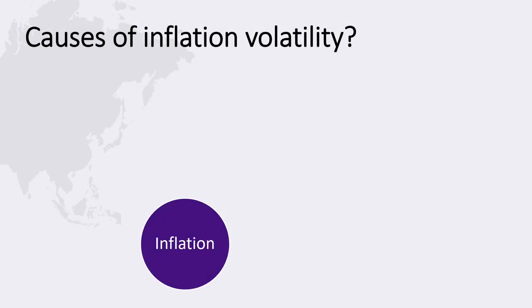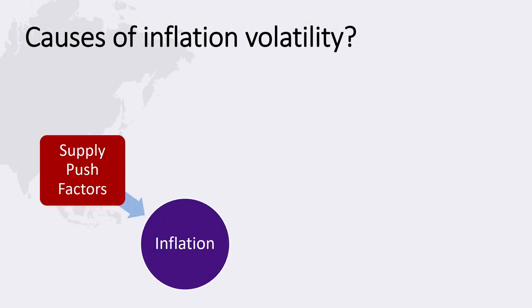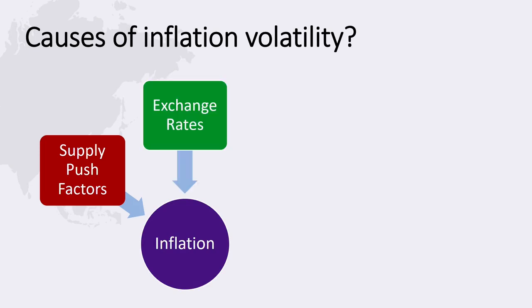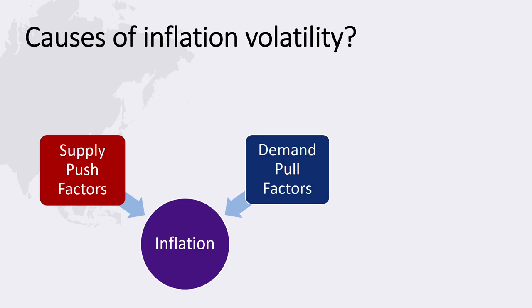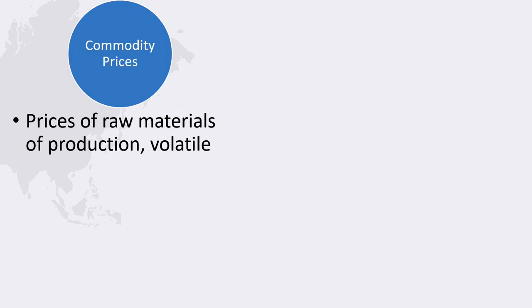Inflation is driven by a number of factors. These include supply-side factors, which come from production costs, exchange rates from the external sector, and demand pull factors, which are driven by consumers. In this module, we'll concentrate on the internal factors and examine exchange rates in the next module. We simplify the analysis by decomposing inflation into commodity price inflation and core inflation, or inflation in core goods.